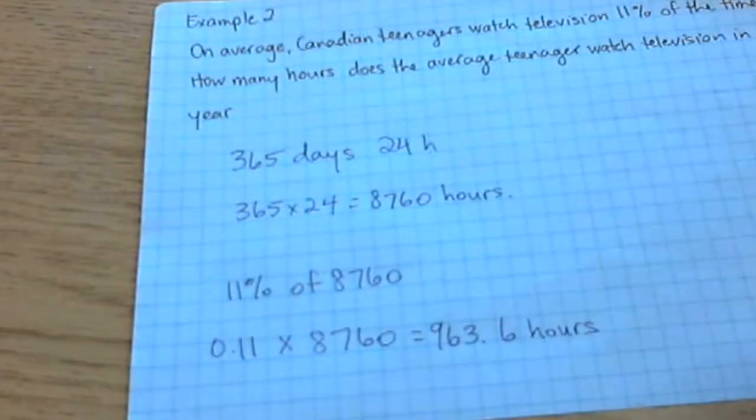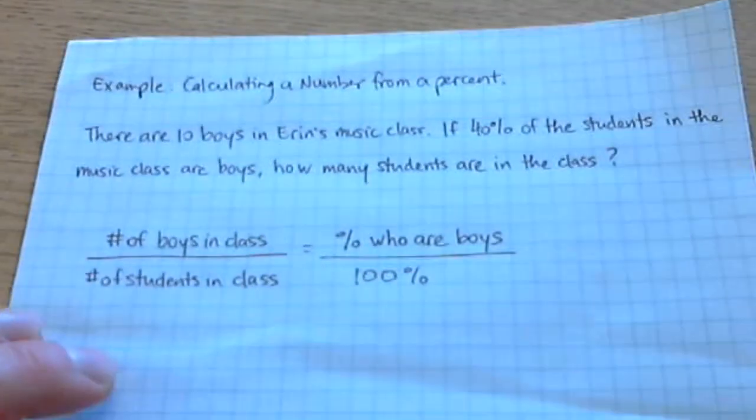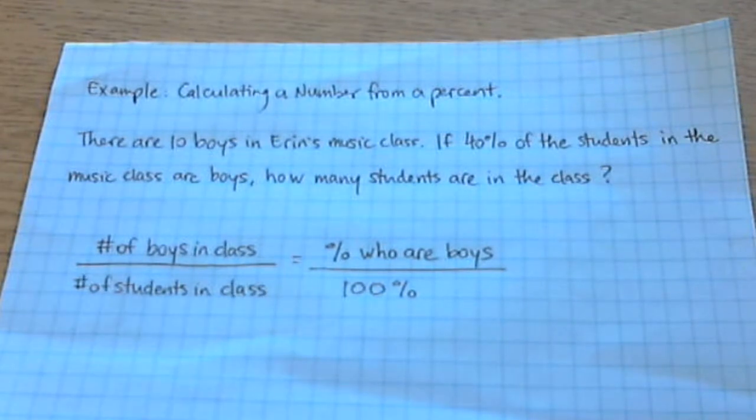The last example that we're going to look at is this one. It's a little bit more tricky. And what it says is that there are 10 boys in Aaron's music class. Now, if 40% of the students in the music class are boys, how many students are there in the class?